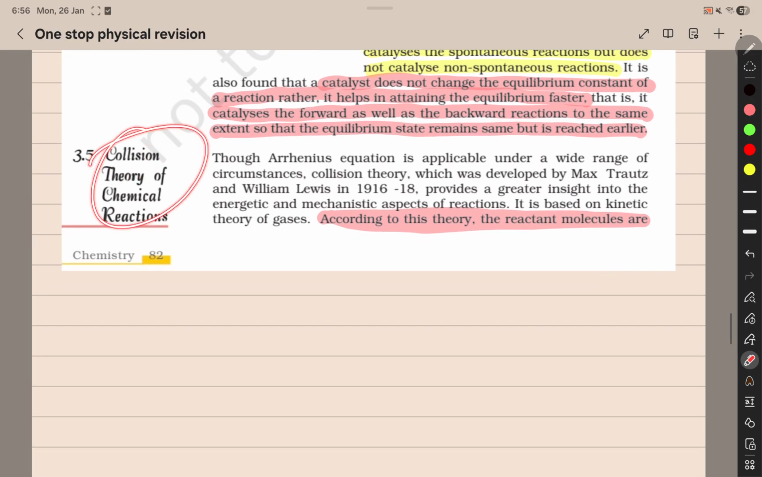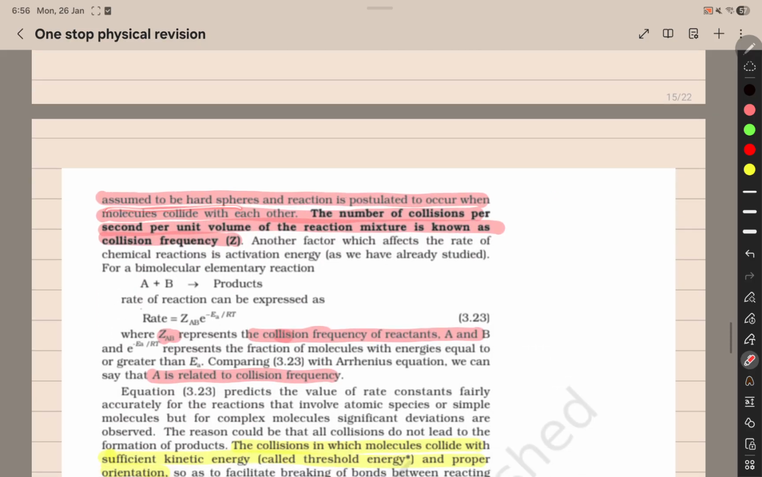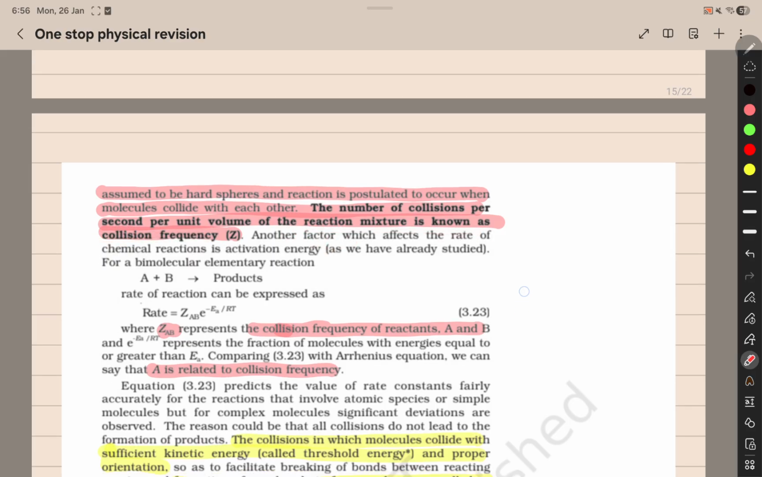Okay, so I have collision theory. Collision theory is pretty basic. According to this theory, the reactant molecules are assumed to be hard spheres, and the reaction is postulated to occur when the molecules collide with each other. Remember the hard spheres point. The number of collisions per second per unit volume of the reaction mixture is called collision frequency.